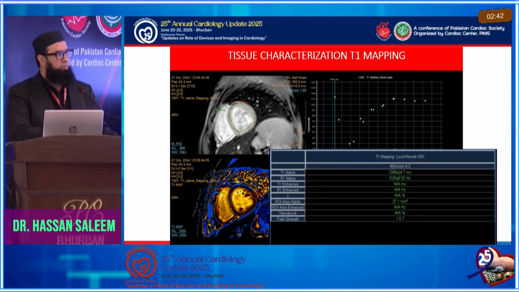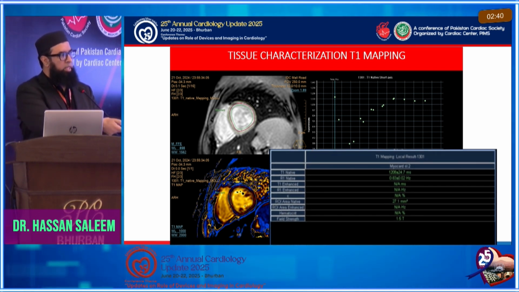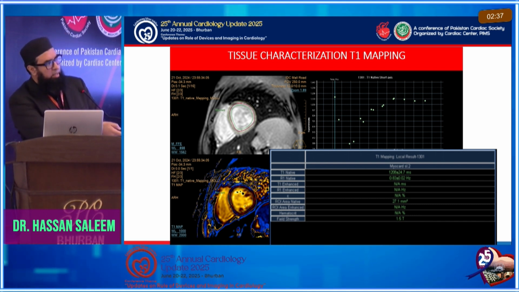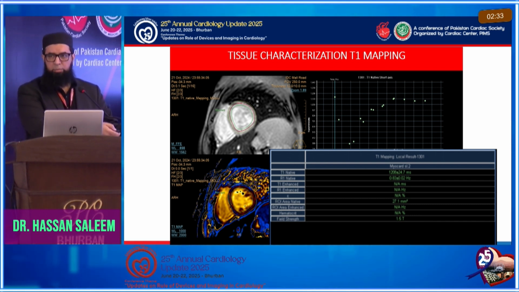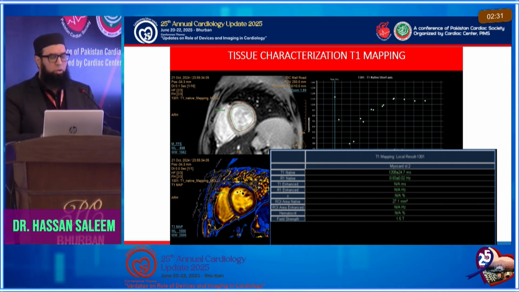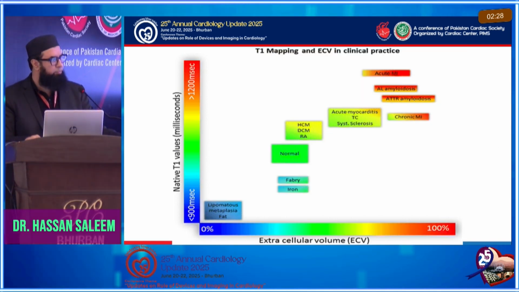So in this case, this is a case of myocarditis. You can see the T1 native. I hope you can see the light. T1 native value is more than 1200, which is higher. So this was the case of myocarditis with edema.